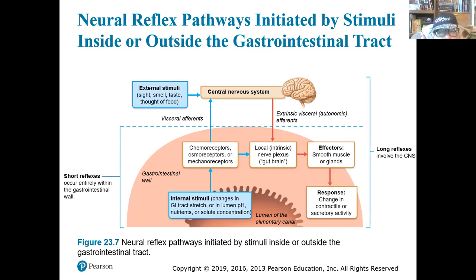All right, so there we have the pathway. External stimuli: what you see, smell, taste, or think of food. Internal stimuli: changes in how much an organ, like the stomach, is stretching, or the pH inside the lumen, what nutrients are present, how concentrated a solution is. All of those things are detected by chemoreceptors, osmoreceptors, and mechanoreceptors.